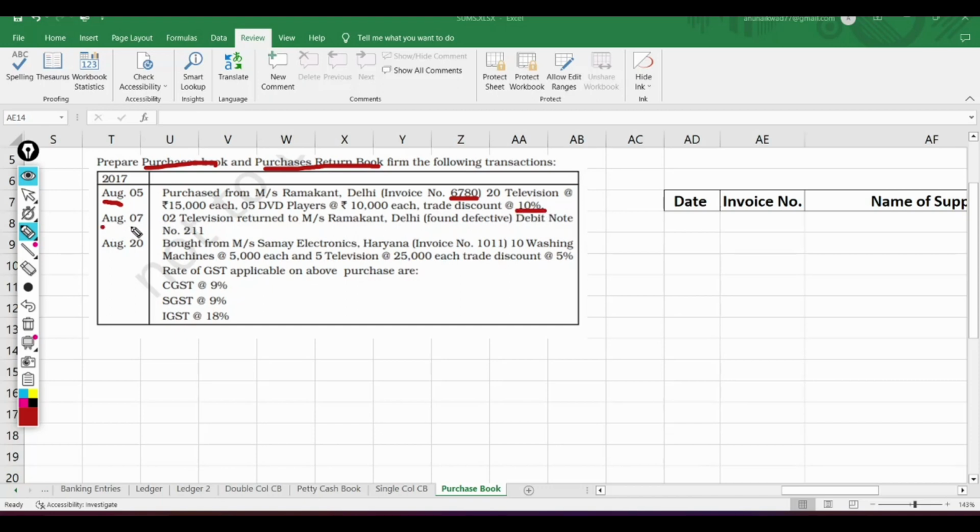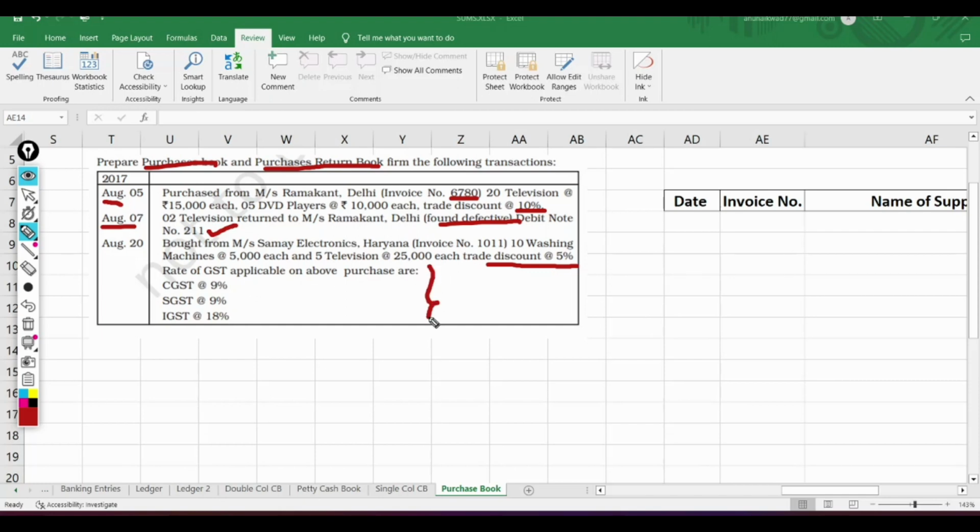On August 7, 2 televisions returned back to Ramakant, Delhi because they were found defective. Debit note 211 is issued. August 20, bought from Samay Electronics, Haryana, invoice number 1011, 10 washing machines at 5,000 each and 10 televisions at 25,000 each. Trade discount allowed is 5%. Rate of GST applicable on the above purchases are CGST 9%, SGST 9% and IGST 18%.